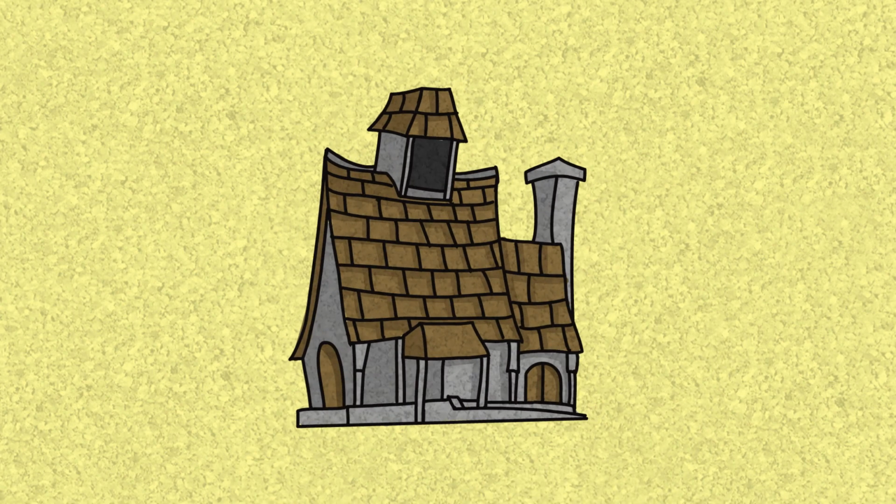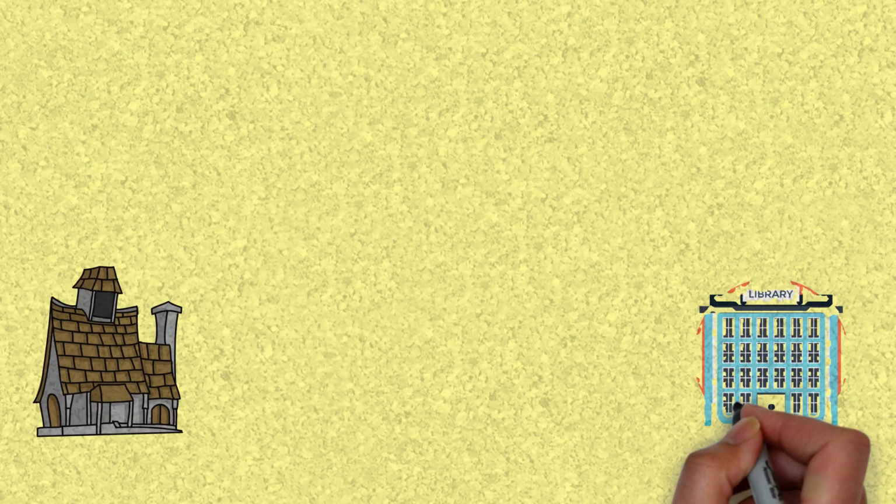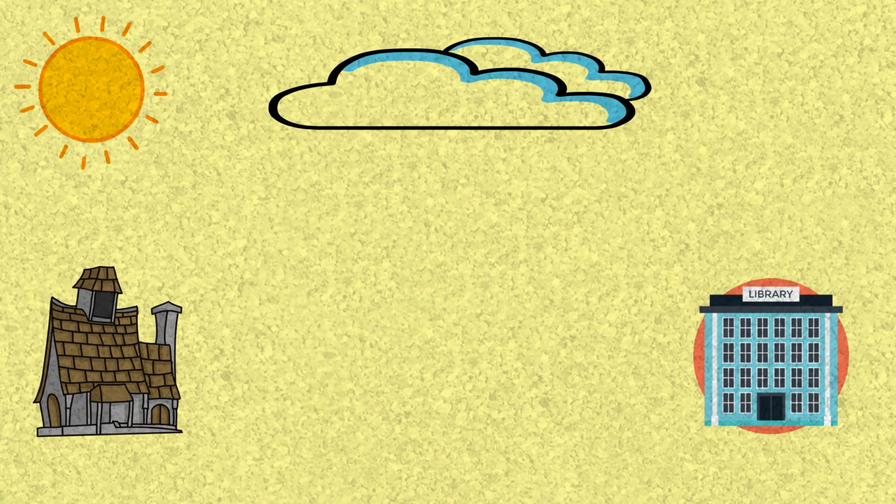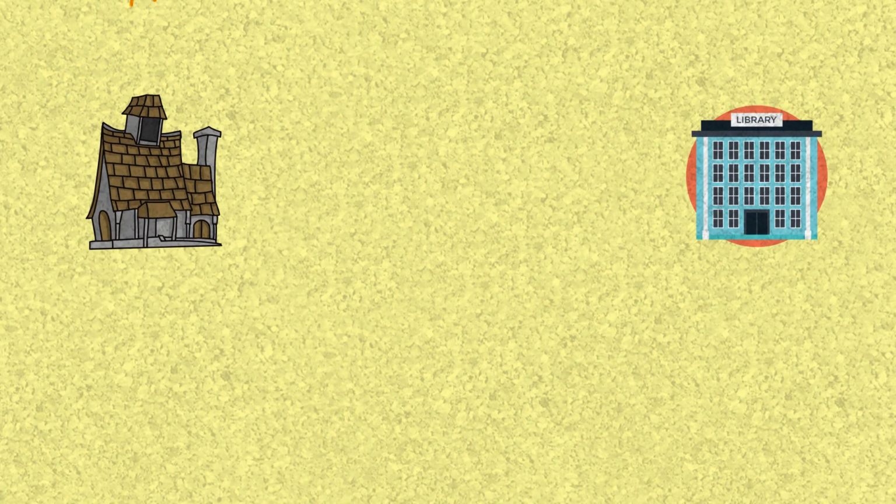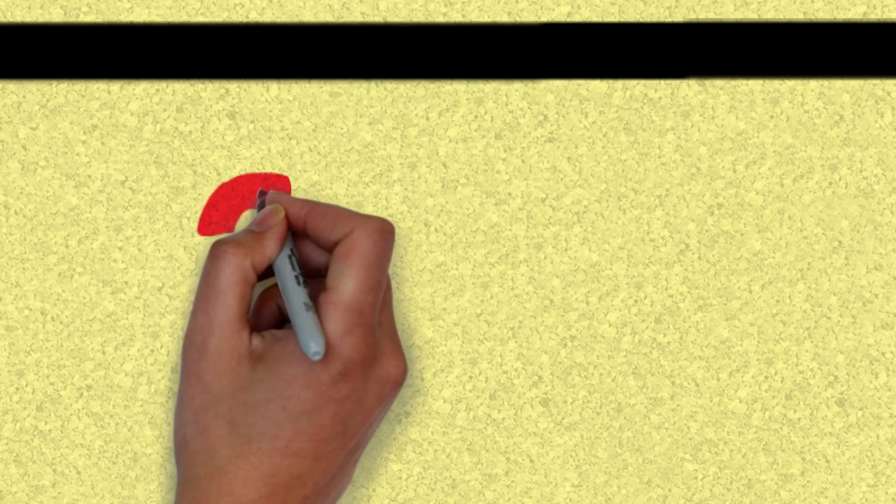Suppose you're going from your house to the library. To get there, the displacement is the shortest straight line between the house and the library. Let's say if we draw a straight line from here to here, that's going to be 2 kilometers.